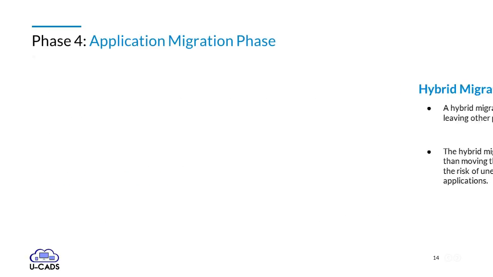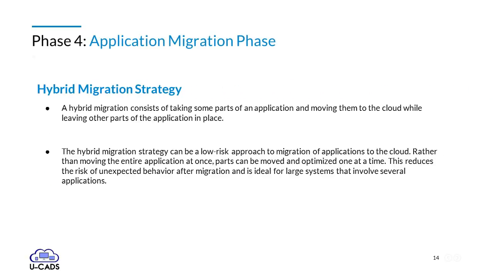Hybrid migration strategy. A hybrid migration consists of taking some parts of an application and moving them to the cloud while leaving other parts of the application in place. The hybrid migration strategy can be a low-risk approach to migration of applications to the cloud. Rather than moving the entire application at once, parts can be moved and optimized one at a time. This reduces the risk of unexpected behavior after migration and is ideal for large systems that involve several applications.